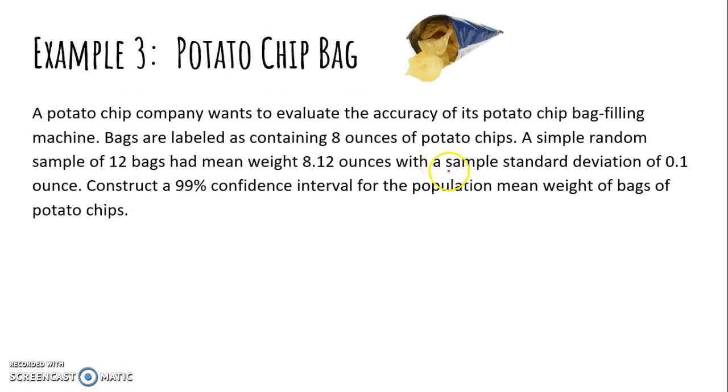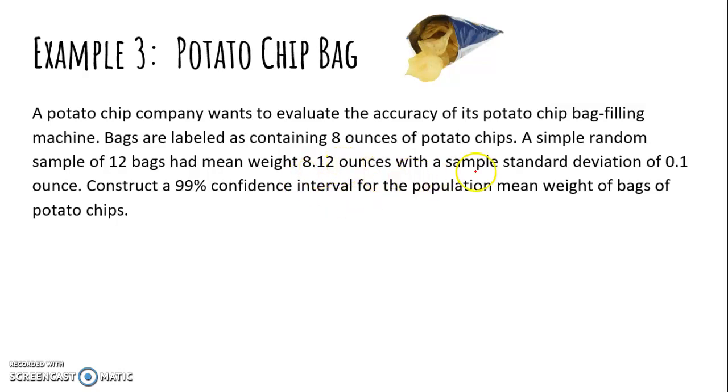Example 3, potato chip bag. A potato chip company wants to evaluate the accuracy of its potato chip bag filling machine. Bags are labeled as containing 8 ounces of potato chips. A simple random sample of 12 bags had a mean weight of 8.12 ounces with a sample standard deviation of 0.1 ounce. Construct a 99% confidence interval for the population mean weight of bags of potato chips.